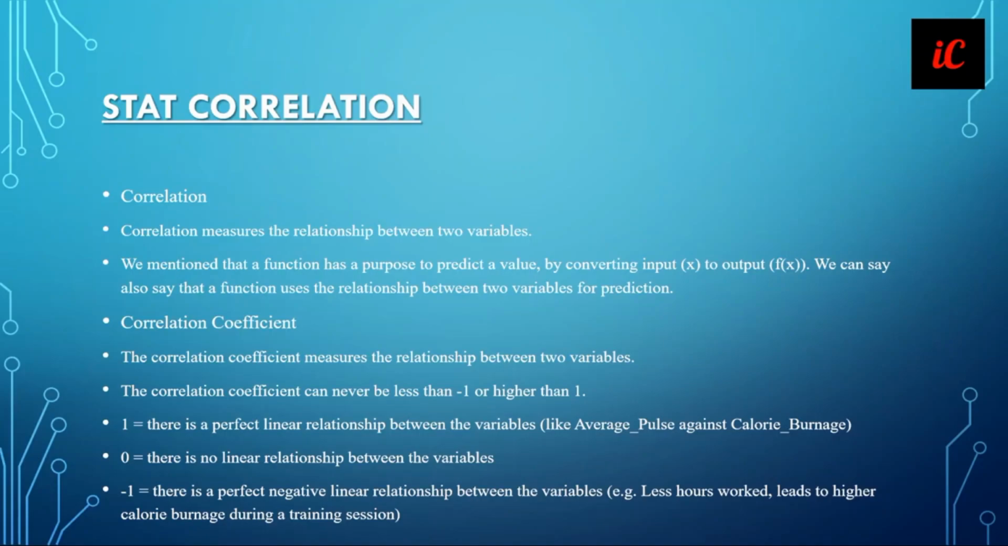So in correlation, we usually study the relationship between the two variables. For that, we have to study the correlation coefficient. The correlation coefficient can never be less than -1 or more than 1. A value of 1 means there is a perfect linear relationship between the variables. 0 means there is no linear relationship between the variables, and -1 means there is a perfect negative linear relationship between the variables.